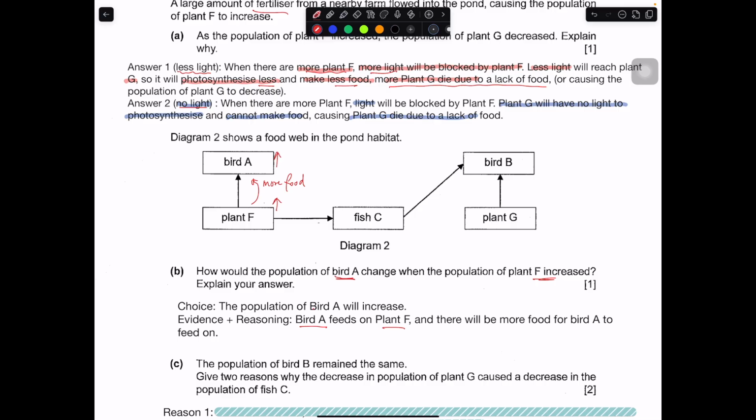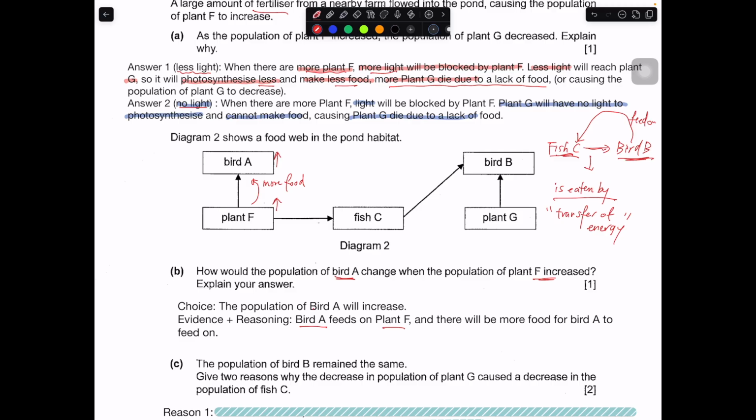Let's say for fish C, the arrow towards bird B. You always have to read this arrow as "is eaten by". So fish C is eaten by bird B. Or another way you can read it is as a transfer of energy. So the energy in fish C is being transferred to bird B. So for B to get the energy from C, B must have fed on C to get that energy.